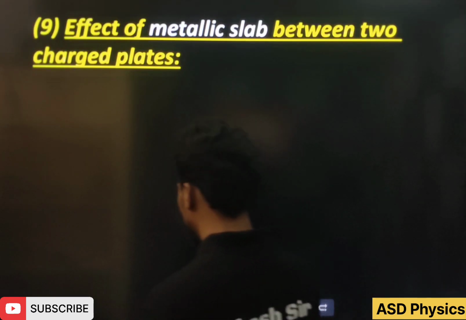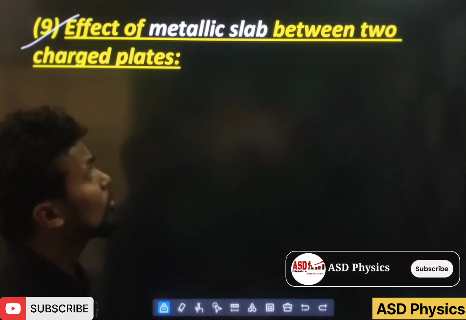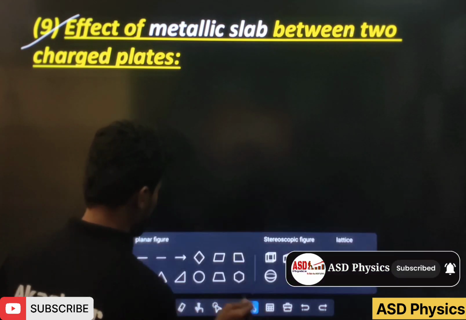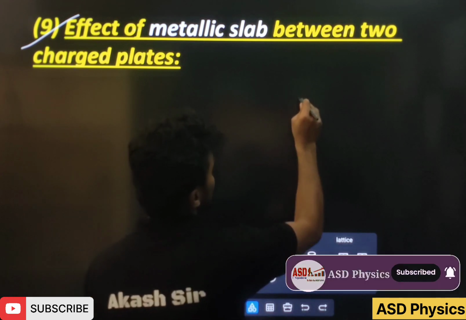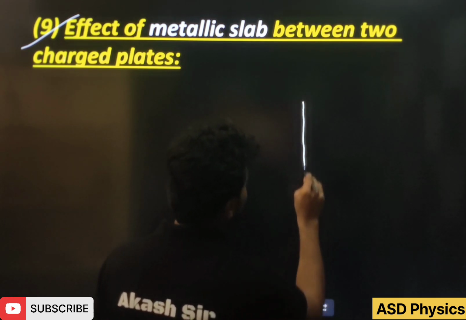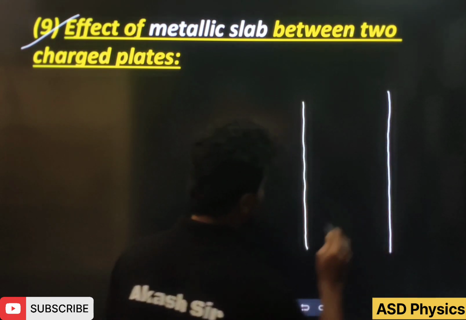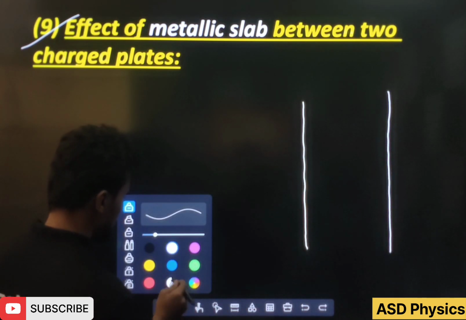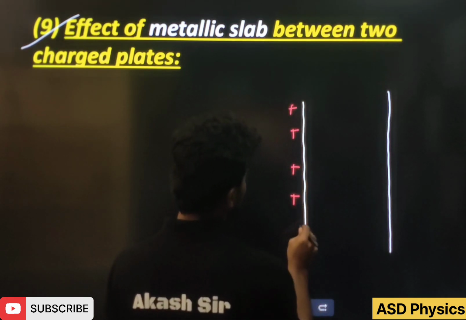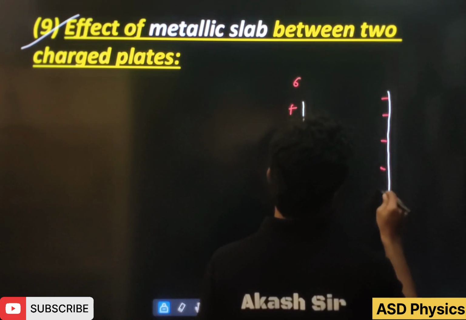Okay, great. Now students, we will come to this one, very easy. The effect of a metallic slab between two charged plates. Let me take the two charged plates here. This is one charged plate with positive charge sigma, and this is the other plate with negative charge, minus sigma.